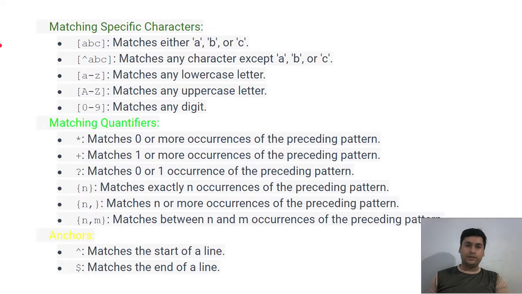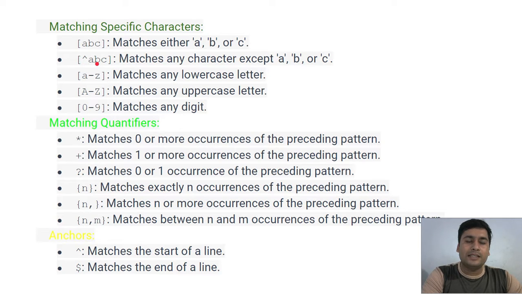Okay, so if you see here, matching specific characters. Matching a specific character means if you want to match something like A, B, C, you can give inside one square bracket A, B, C, and it will match either A, B or C. If any one character matches, it will give true. So you can give those things inside the square bracket.